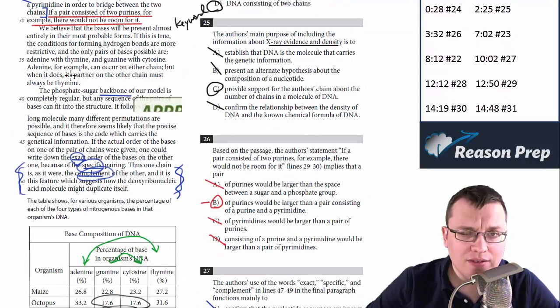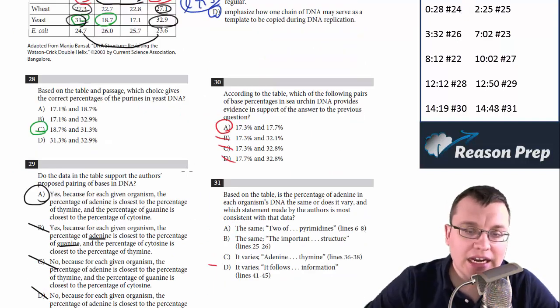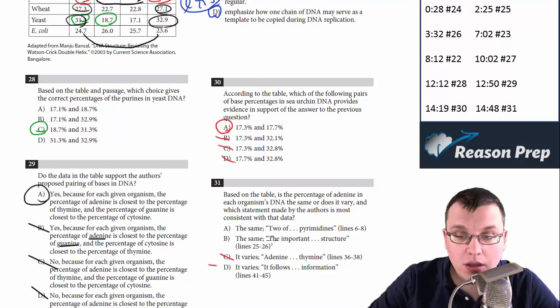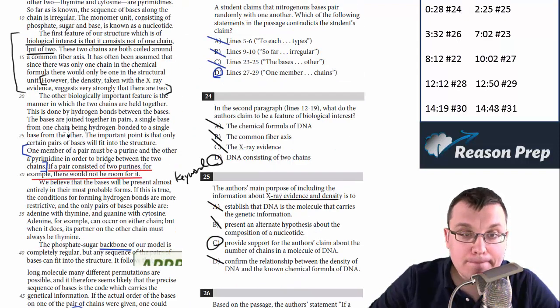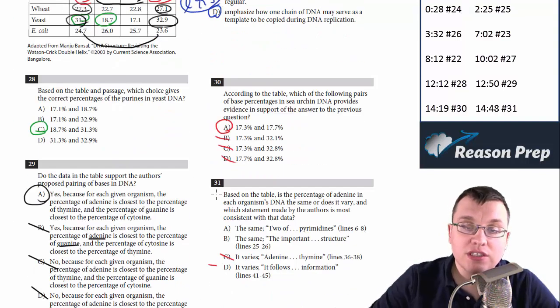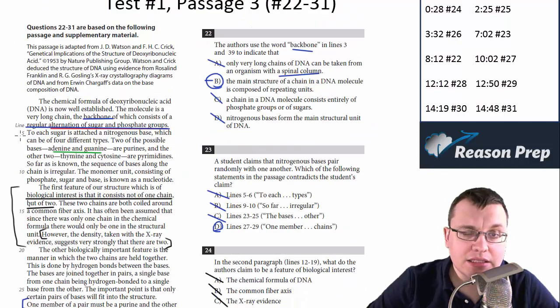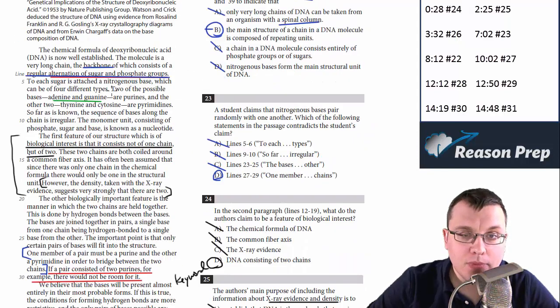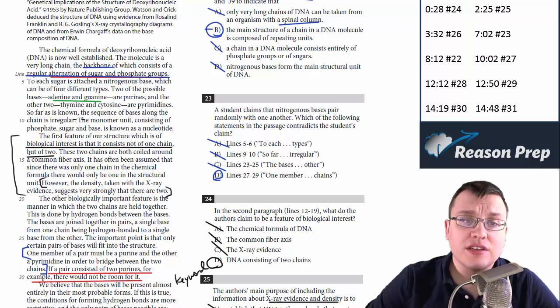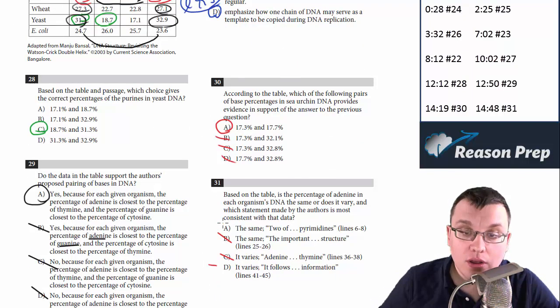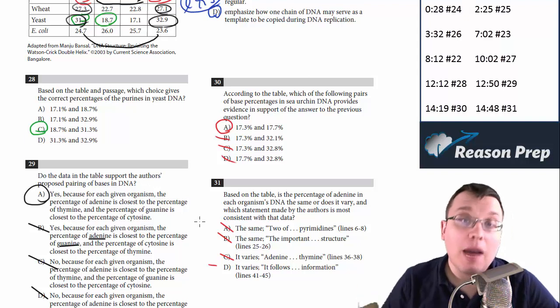36 to 38. All it says in 36 to 38 is that adenine and thymine pair. Doesn't say anything about the amount of adenine. 25 to 26. The important point is that only certain pairs of bases will fit into the structure. Doesn't say anything about the amount of adenine. How about 6 to 8? In 6 to 8, all we're told is the types of purines and pyrimidines. It doesn't say anything about whether that will vary and how much it will vary.